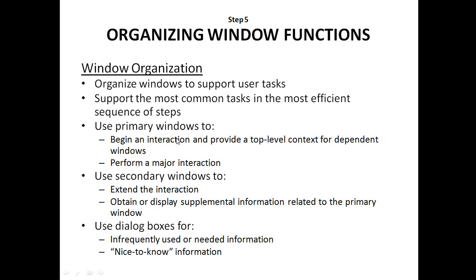Here we use a primary window to begin an interaction and provide top-level context for a dependent window, and to perform a major interaction. We use secondary windows just to extend the interaction, or to obtain or display supplemental information related to the primary window. We also use dialog boxes. Infrequently used or needed information must be displayed using dialog boxes, and these dialog boxes must consist of nice-to-know information.